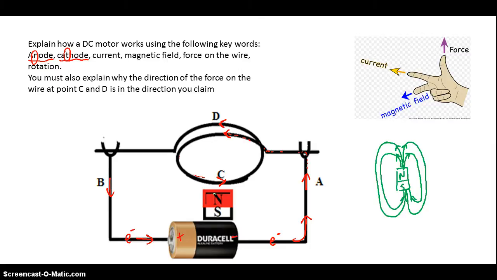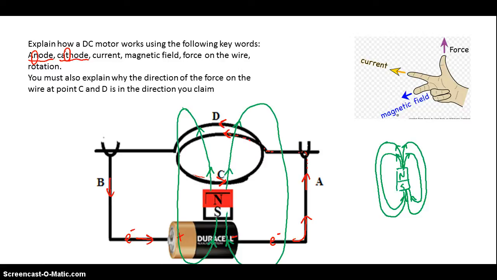Okay, so if we look what's happening here, we've got magnetic field lines. Now they're going to curl around and come back. But the important part is that in this area, they're moving up. That's the part that we care about. Around C and around D, they're moving up.